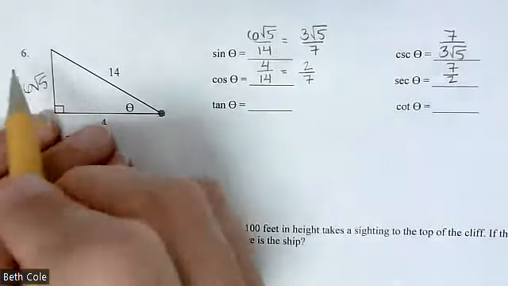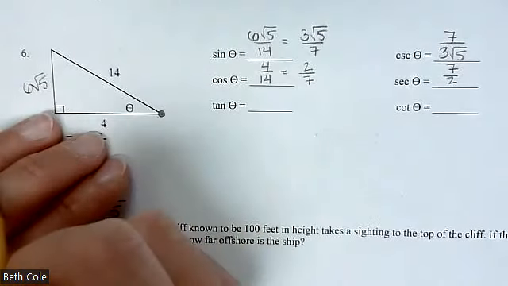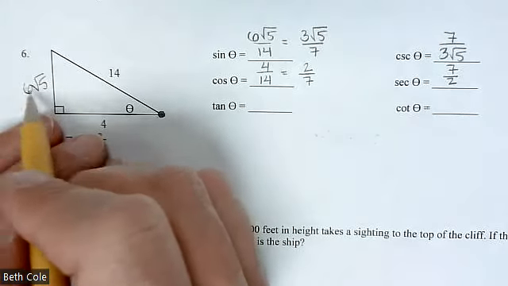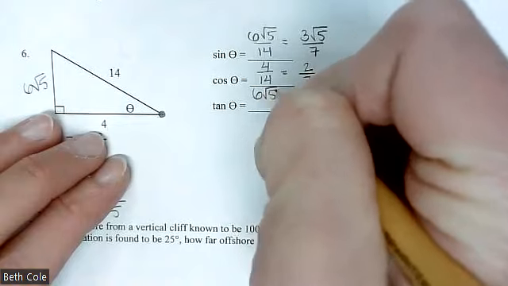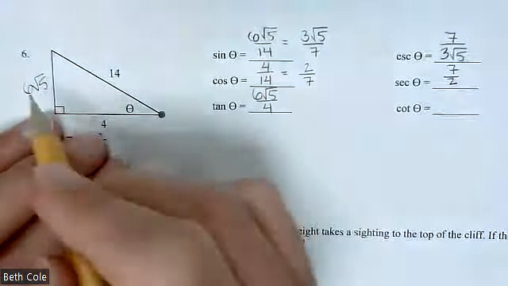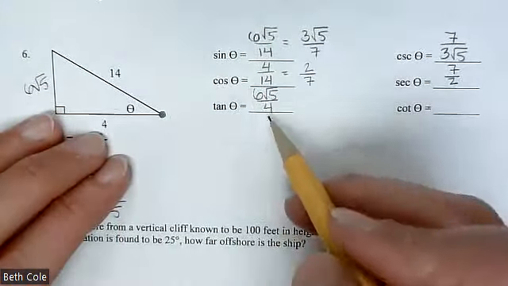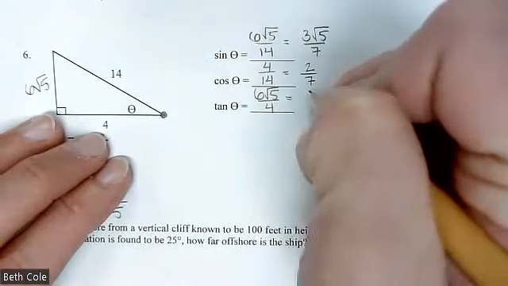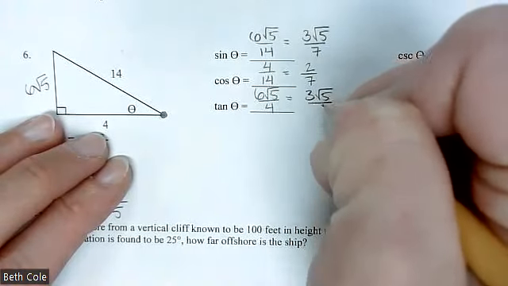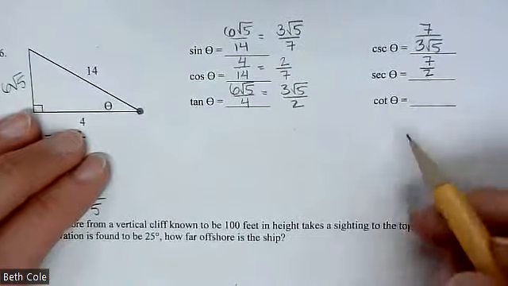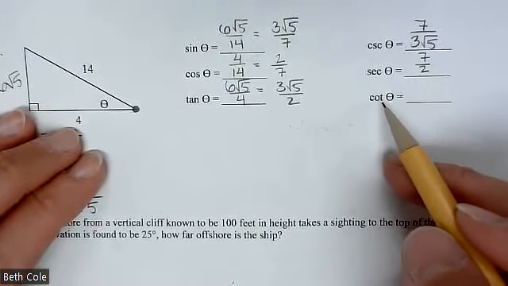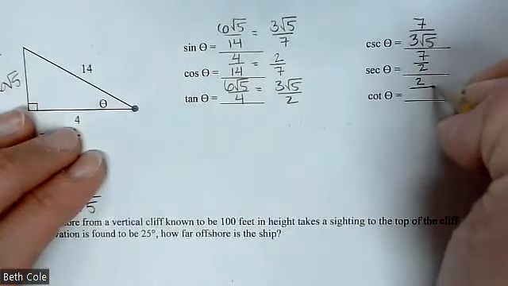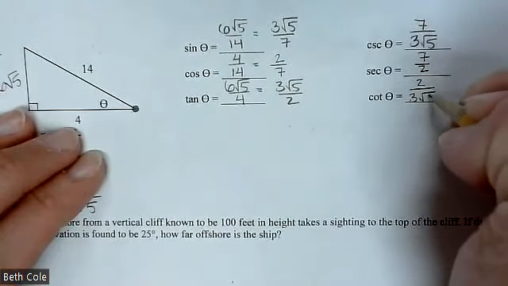All right, and then tangent would be what over what? Yep, 6 square root of 5. Oh, you jumped straight to the answer there, being fancy. 6 square root of 5 over 4. And again, you're going to reduce the 6/4. It'll be 3 square root of 5 over 2. And then, oh, so how do we say this one? It's not cot. Cotangent, good. It'll be 2 over 3 square root of 5.